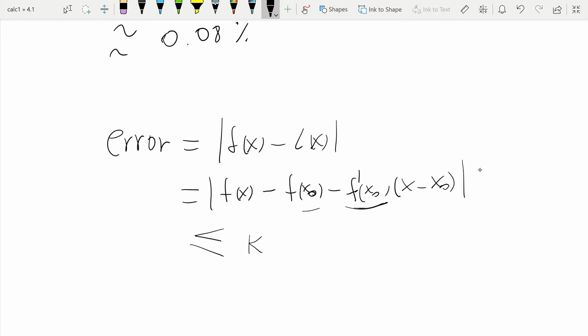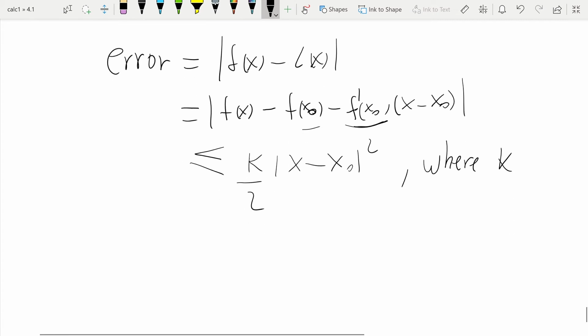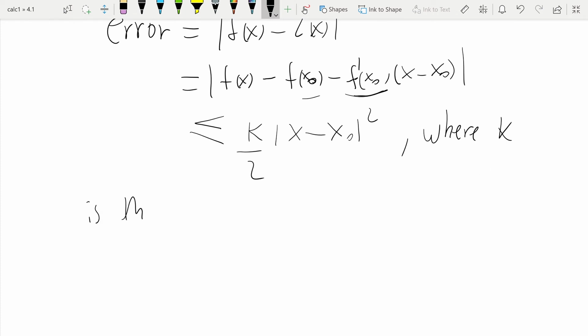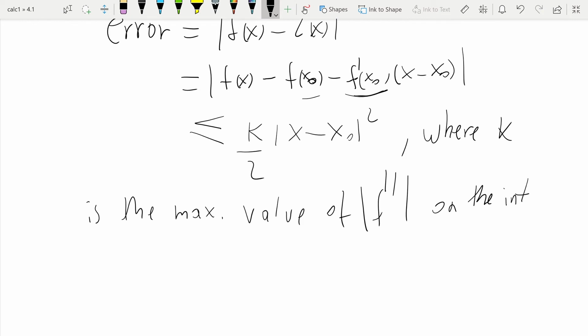It turns out we can bound this by k times x minus x naught squared divided by 2, where k is the maximum value of f double prime in absolute value on the interval from x naught to x naught plus delta x.